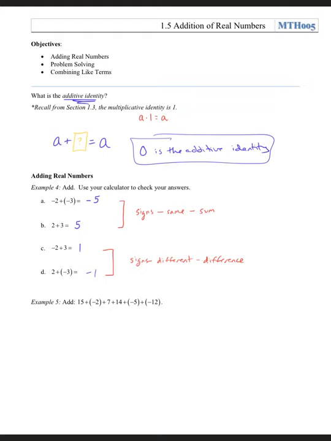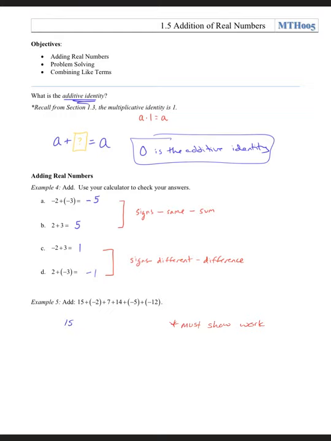Okay, example 5. First thing I want to warn you about on example 5 is you must show work. So this one, you must show work. You cannot just type it into your calculator, then write the answer down. So let's go ahead and start working through this. There's a couple ways you can approach it. What I'm going to do first is reorder this. Remember, we use the commutative property to reorder a sum. So I'm going to put all my positive values together.